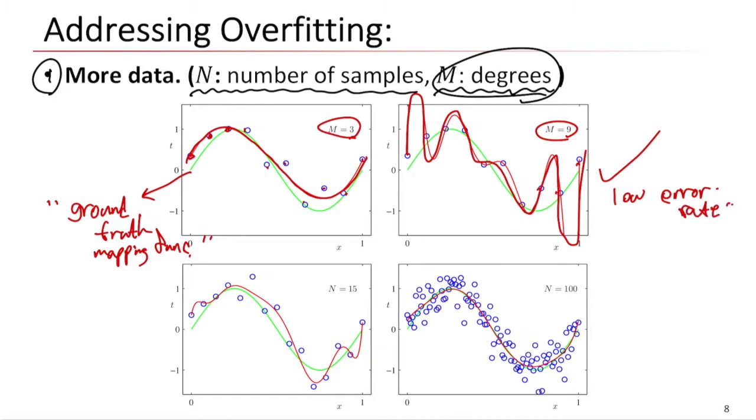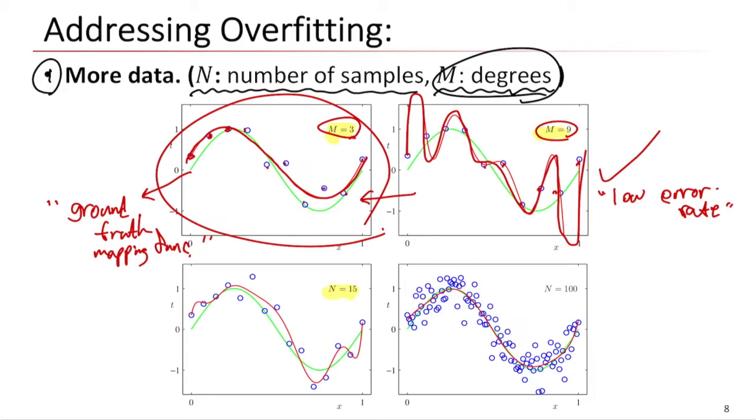Error rate, because the data fitted well compared to this one, but this model is more similar to the ground truth one that we want to solve. So we could say that m equals 3 is a more proper model than m equals 9, right?